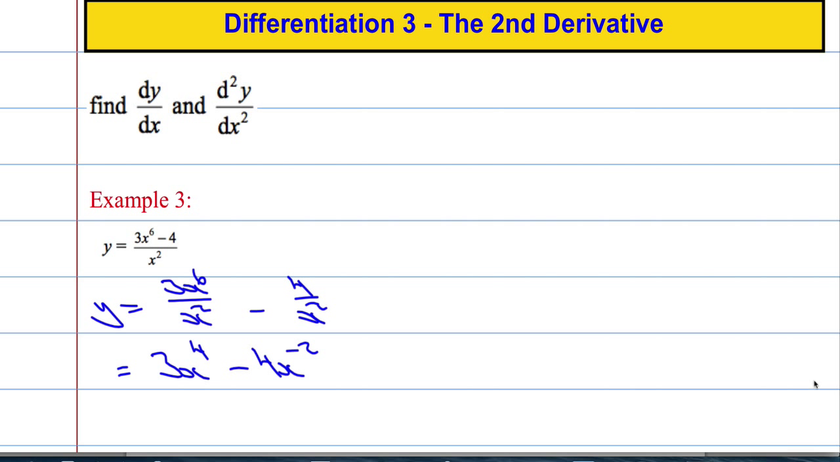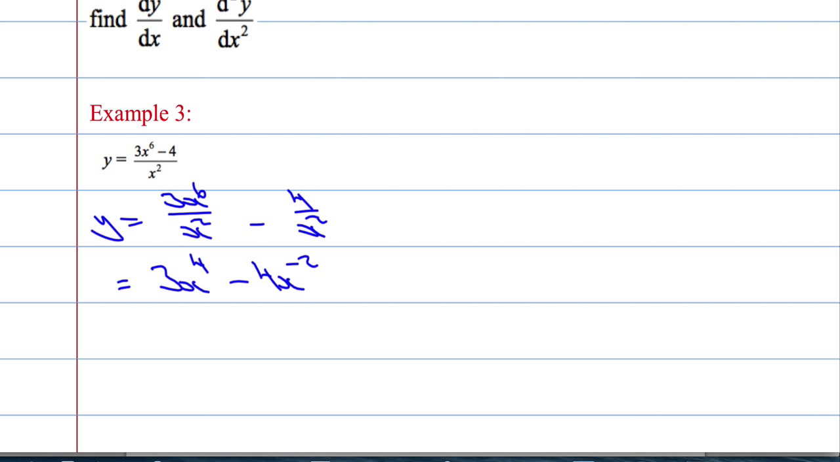Okay, now we're going to differentiate. So dy by dx will equal 4 times 3 is 12, drop your power by 1 to a 3. Negative 2 times negative 4 is positive 8. And remember to drop the power by 1. And then now we're going to get the second derivative, so the derivative of the derivative.